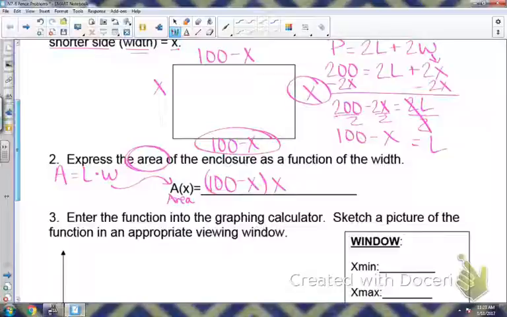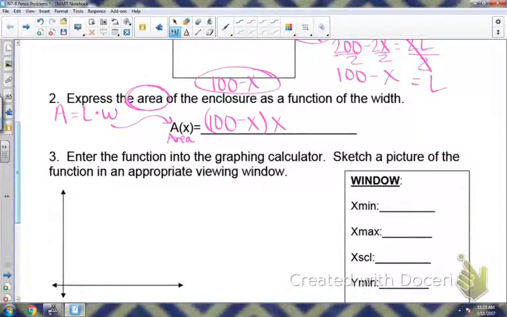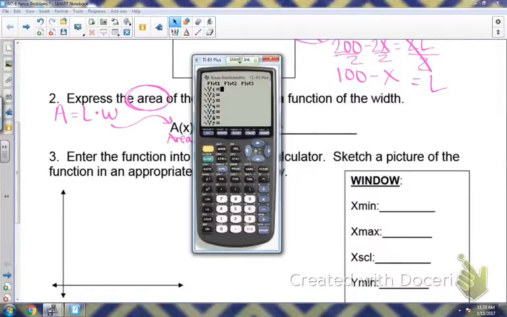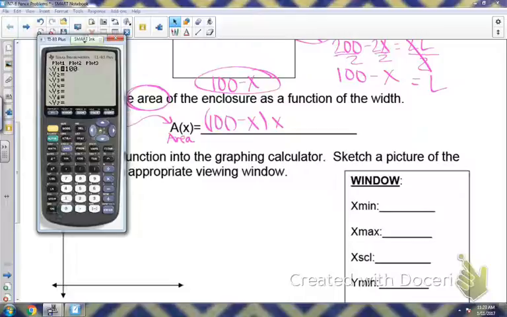Okay, so step 3, we're going to enter this function into the graphing calculator, and we're going to sketch a picture of the function in an appropriate viewing window. Okay, we know this is going to be a parabola because if you were to distribute this, you would end up with an x squared. Okay, so let's go to y equals. So we have 100 minus x, in parentheses, times x. So that needs to be in your y equals.